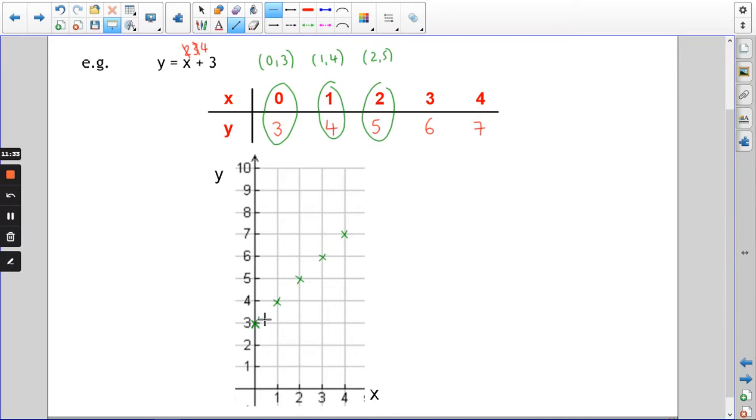And if we've done this properly and your axis is nicely spaced, that should make a perfect straight line, okay? It goes up in ones. And the name of the line is the equation we started with, so y equals x plus 3, okay? So this is how you use a table and an equation to draw a line on a graph, okay?